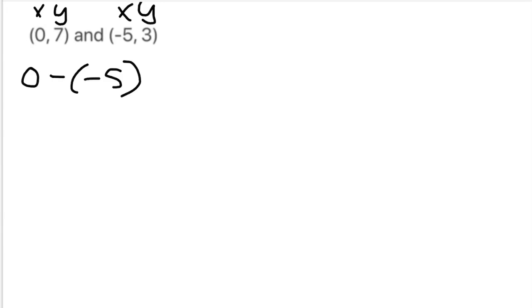And you could do -5 minus 0. One is going to be +5 and one's going to be -5. And then we have to square that. So 5 is one leg and we're going to square that. That is my horizontal distance. My vertical distance is 7 minus 3, and you could do 3 minus 7. It's just going to be negative or positive, but the final answer will be the same. 7 minus 3 is 4, and we're going to square that.